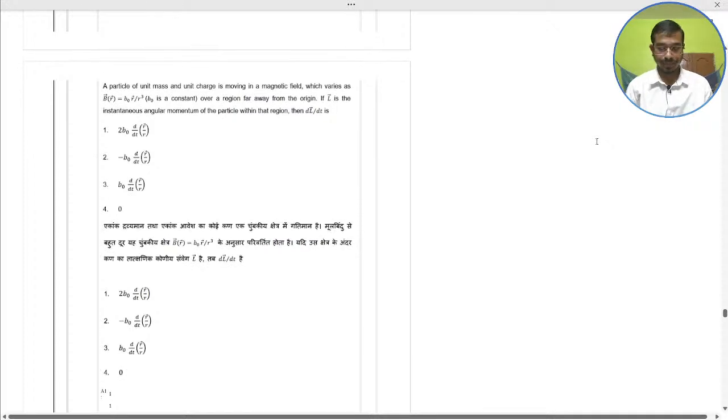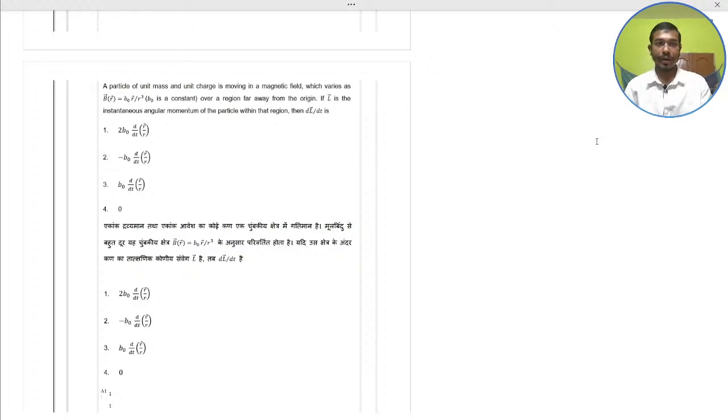Next, a particle of unit mass and unit charge is moving in a magnetic field which varies as this over a region far away from the origin. If L be the instantaneous angular momentum of the particle, you have to find dL by dt. This is from electromagnetic theory, charged particle in a magnetic field.